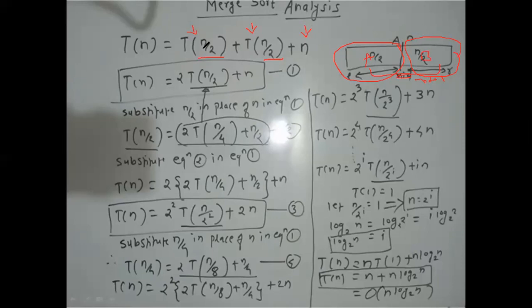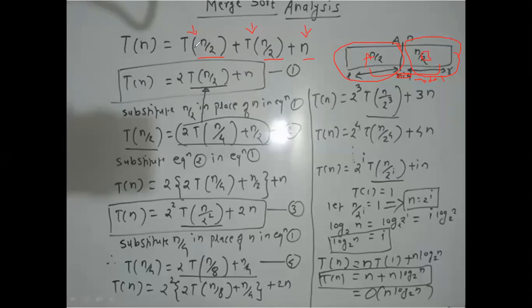So T of n by 2 is the time taken to sort the left array, and T of n by 2 is the time taken to sort the right array, and n is to merge these two arrays. The time taken to merge these two arrays is n. Okay, so that is T of n equals 2 T of n by 2 plus n.